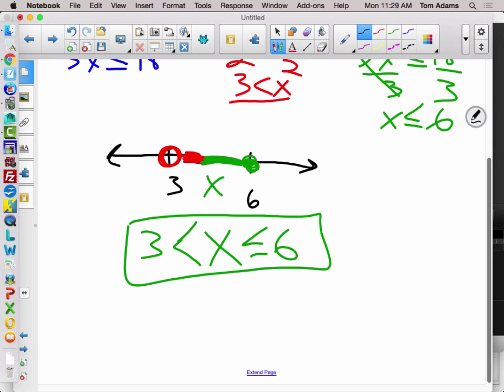Preschool. Let's do one more combo. By the way, these are called combined or compound inequalities.